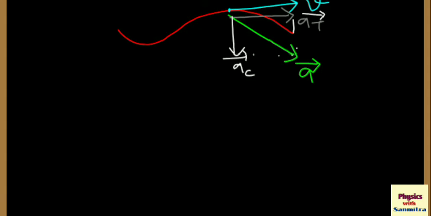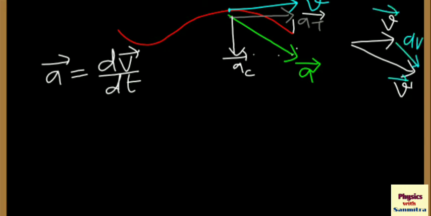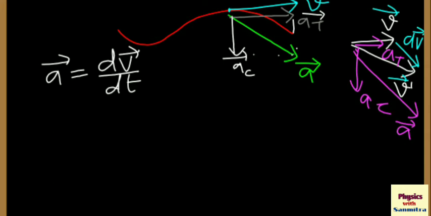Now I have already shown you that a vector is equal to dv vector by dt. That means this is the v vector. Now suppose the velocity is changing to say v dash, so this part will be dv vector. These all are vectors. So the acceleration direction will be something like this, and now we are resolving it into components. This is at and this is ac.